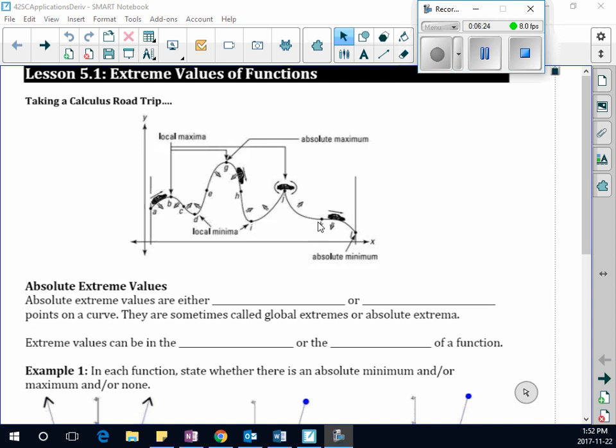After passing K, you go down to L, your final destination. Because L is the endpoint of an interval, it's not a local min. Endpoints never qualify as local mins or maxes, but it is the absolute minimum on the interval because it is the lowest point from A to L.